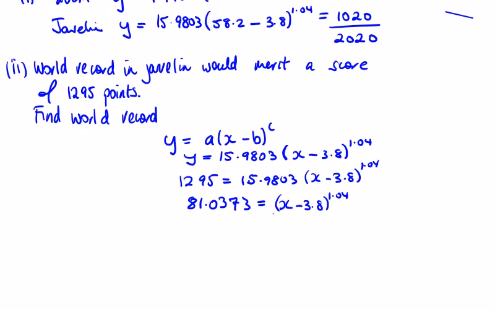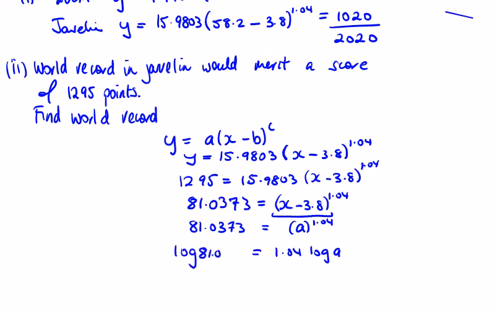Now, this doesn't come up a lot where we have a variable minus a variable in here. So if we just allow that to equal, let's say A, it might be easier to simplify it down. Then we can just say at the end A is equal to x minus 3.8. So we're going to get the log of both sides. So 1.04 by the log of A equals the log of 81.0373. So we divide the log of 81.0373 by 1.04.